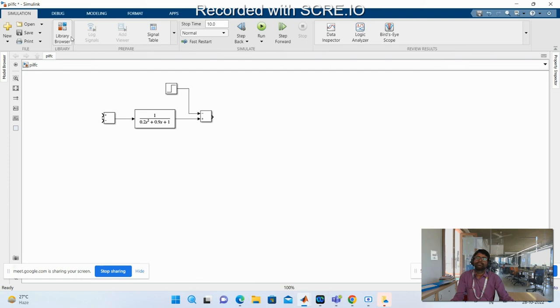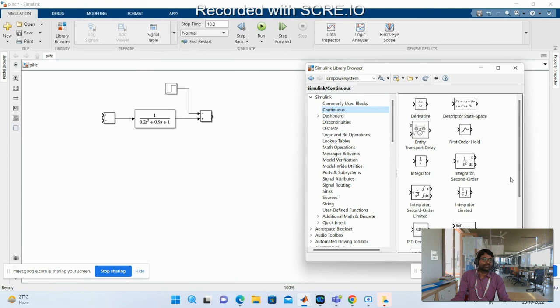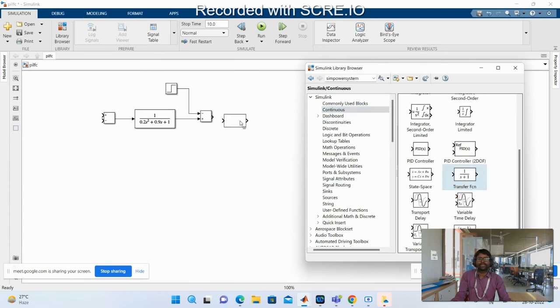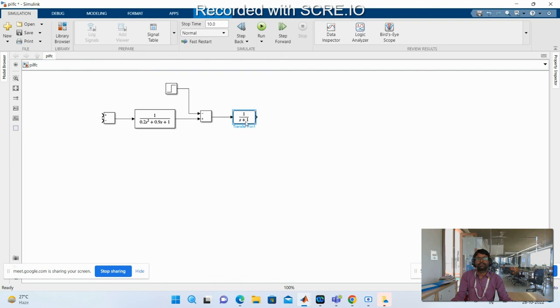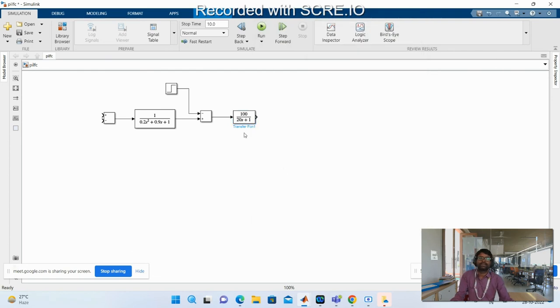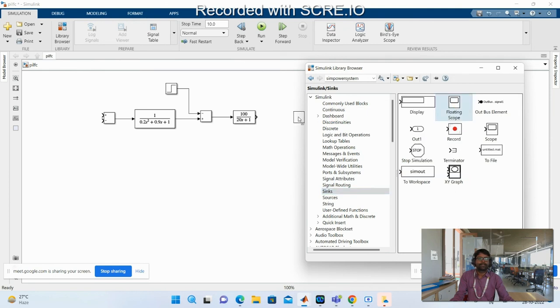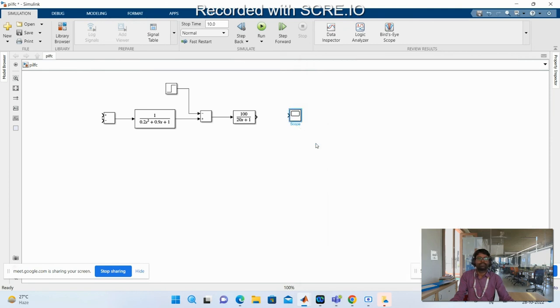What next? Transfer function. Perfect. So use the transfer function and connect it. What is the transfer function here? Numerator 100, denominator 20s plus 1. Perfect. Next. From the power system block, you will have the frequency deviation. What do I have to connect here? Scope. Just simply connect the scope. Done.